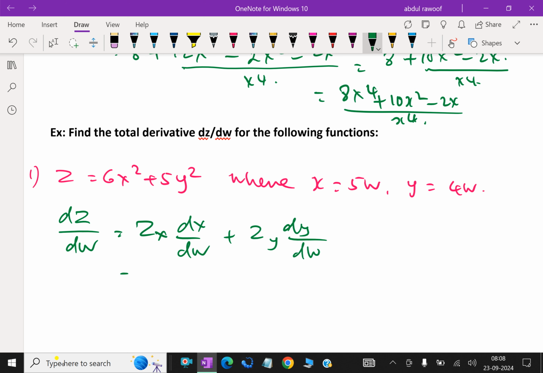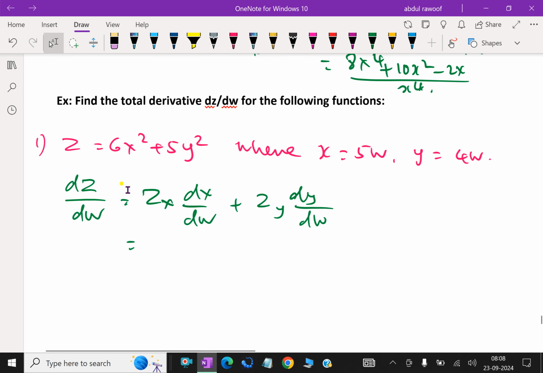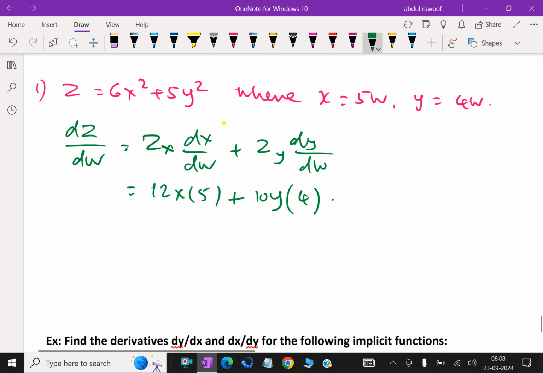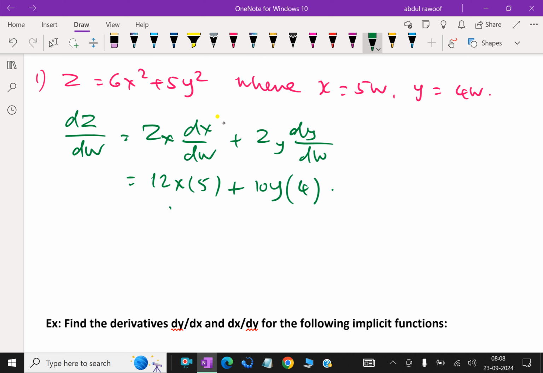Look at here, which is equal zx. Zx is 12x, because 6x squared differentiation is 12x. Y squared is 0, because with respect to x you are doing. Into dx by dw is 5 plus zy. Zy is 10y, because 6x squared is 0 differentiation. Here 5y squared differentiation is 10y with respect to y, and dy by dw is 4, which is equal 60x plus 40y.